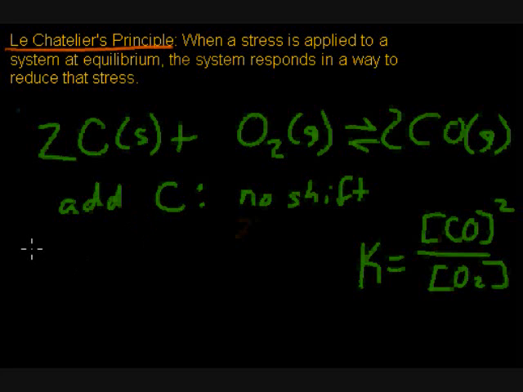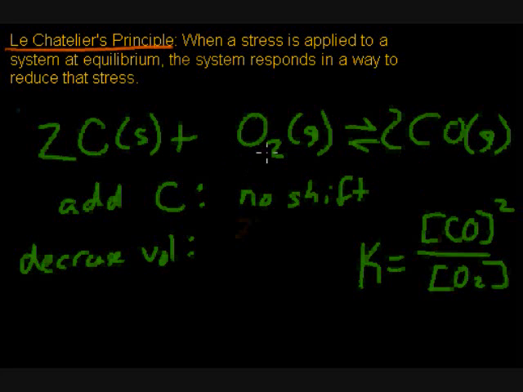Let's do one more. What if we decreased the volume of the container? In other words, we make the container smaller. If we make the container smaller, that means that there's going to be more pressure on the gas. By decreasing the volume, you increase the pressure. And that means that the molecules are getting closer together. They don't want to be closer together. Molecules want to get as far apart as they can. So by increasing the pressure, we're going to cause there to be a need for less gas.